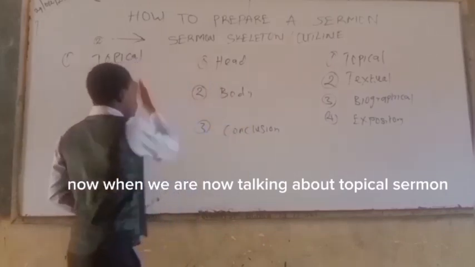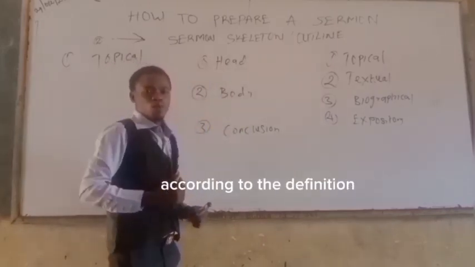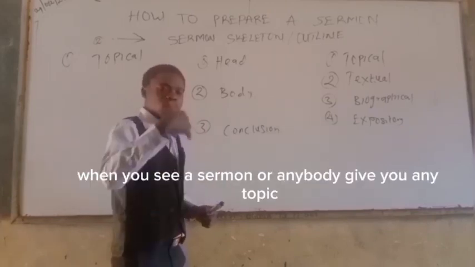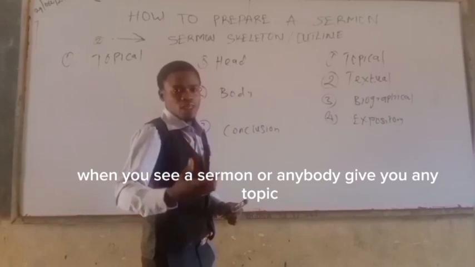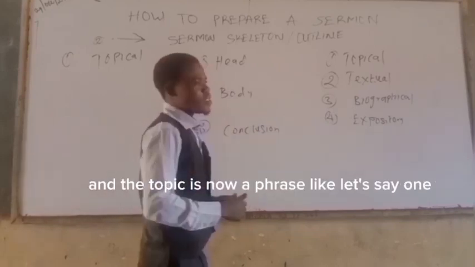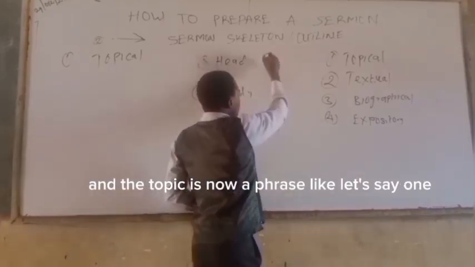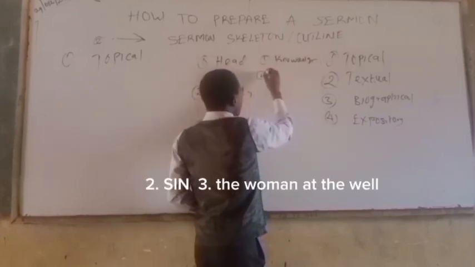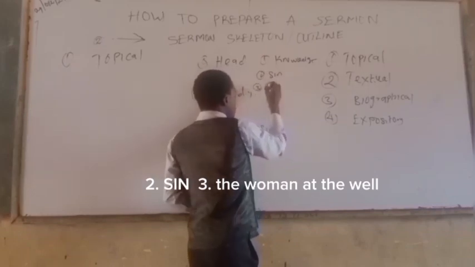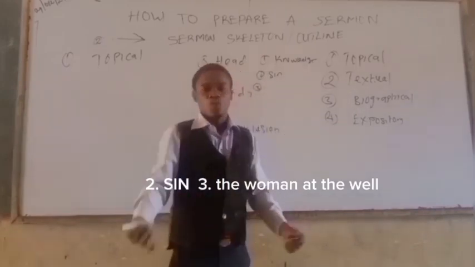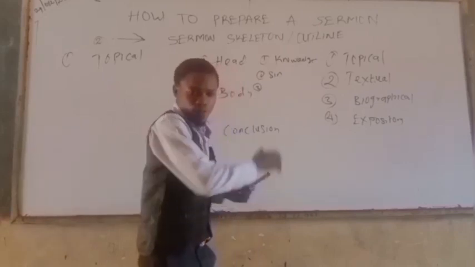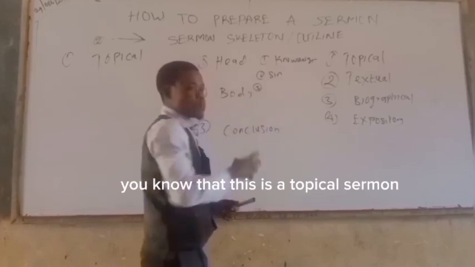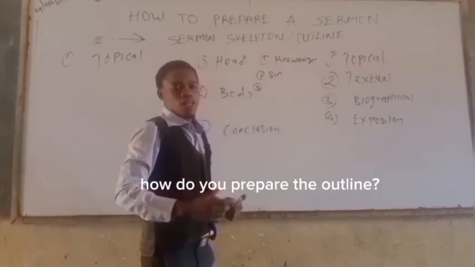Now, when we are talking about topical sermon, according to the definition we gave, we said topical sermon comes in form of phrases. When anybody gives you a topic, and the topic is a phrase, like let's say 1, knowledge, 2, sin, 3, the woman at the well. Those are examples of phrases. Now, once you know this, you have known that this is a topical sermon. How do you now prepare the outline?